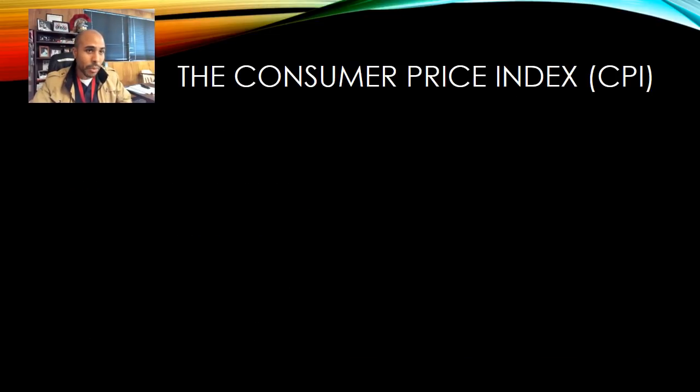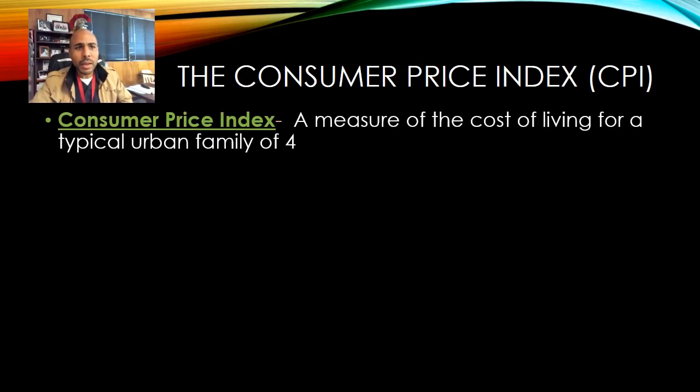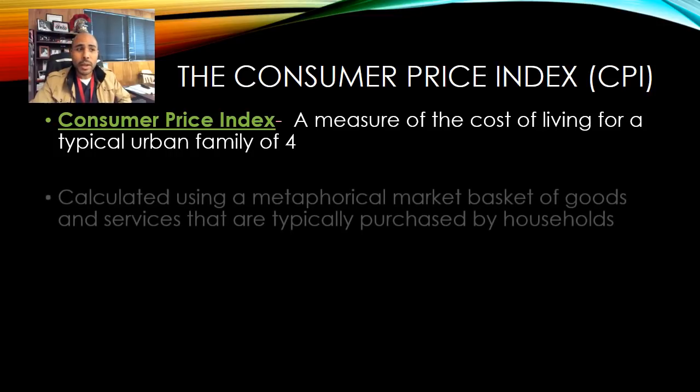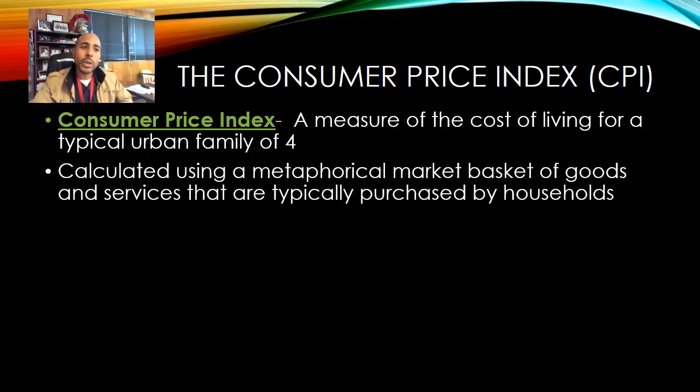Now, the Consumer Price Index is how we measure inflation. It's a measure of the cost of living for a typical urban family of 4. Now, the way we calculate it is we use a metaphorical market basket of goods and services that are typically purchased by households. Things like housing, clothing, food, communications, recreation, all the different things that a household buys. Once we calculate how much all of those products cost, we can track how the price of those things changes from year to year.